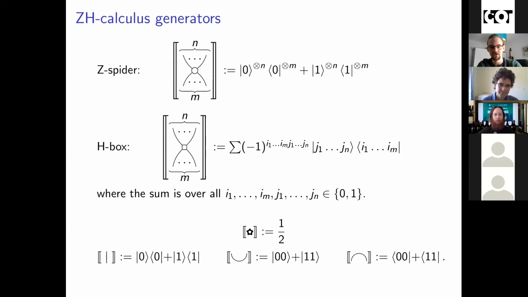And then there are some other generators. We have this scalar, which allows us to take a scalar half, which is useful for our results. And then the standard things: an identity wire, and the cup and cap, so the Bell state and the Bell effect.